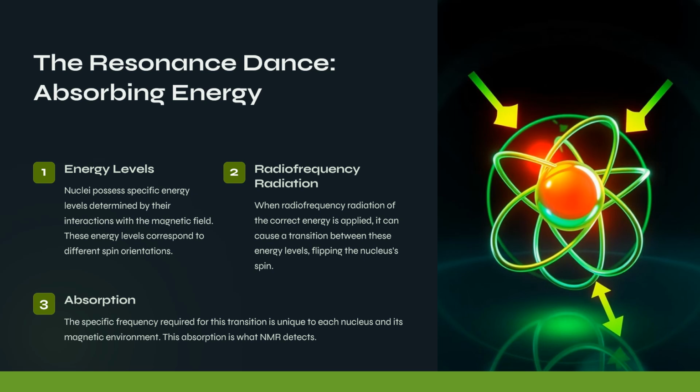Each nucleus requires a specific frequency of radiation to flip between energy levels. This frequency is unique to each type of nucleus and its local environment. NMR detects this energy absorption, which is how we can study the molecular structure.